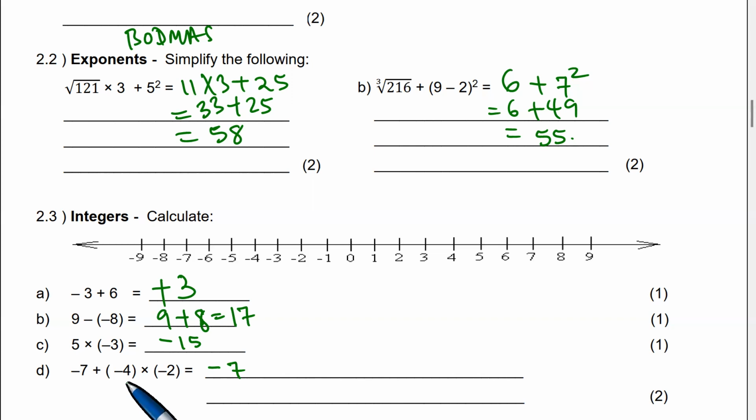So you have minus 7. Negative times negative is positive. 4 times positive 2 is what? It's 8. So these two numbers have opposite signs. You take the sign of the bigger number, which is positive. From the bigger number, you subtract the smaller number. What is 8 minus 7? 1. So the answer is 1.